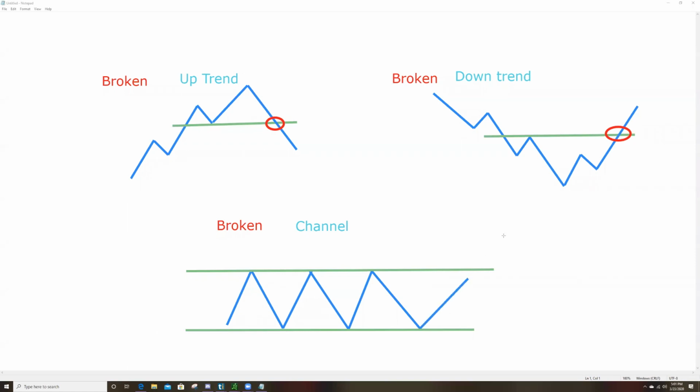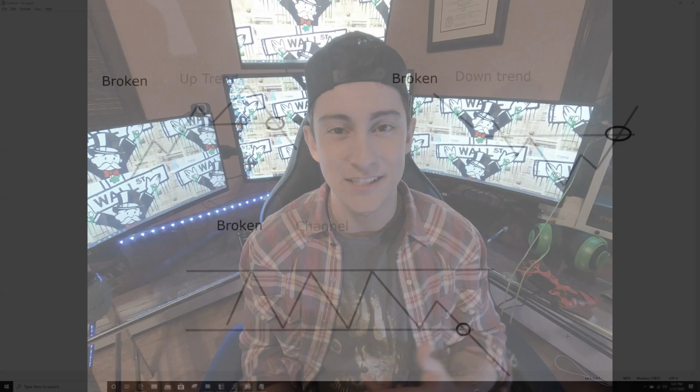So now we got a channel, and this thing could really go either way. We don't know what we're really gonna have when we get a channel. This thing could either break up, as we're seeing right now, or it could break down under the lows. So we really gotta know what's going on when we see a channel, because you could break up over the highs or break down under the lows. So that was the basics of trends and channels and all that good shit.